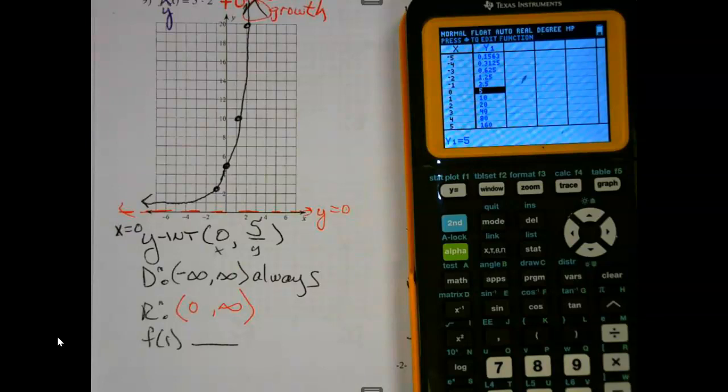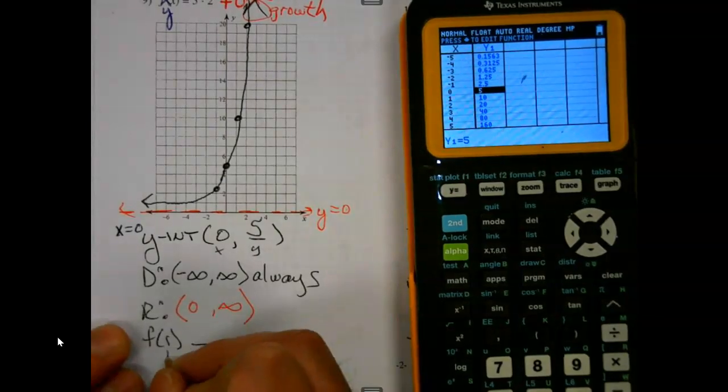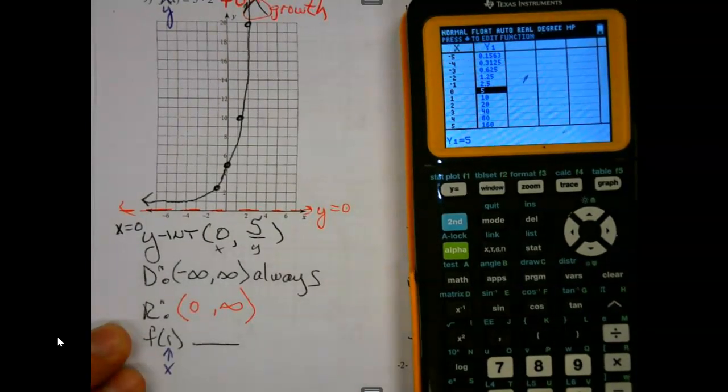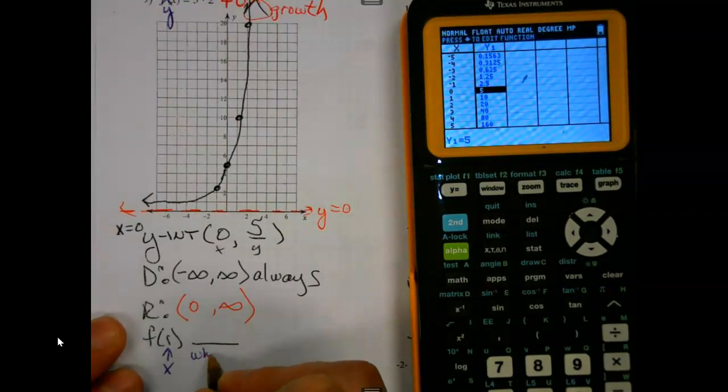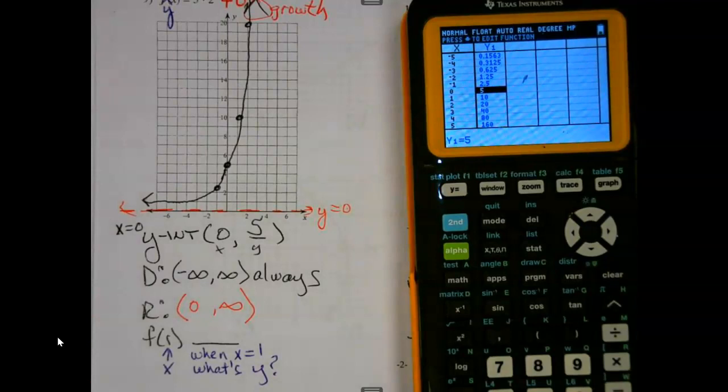And I'm going to do the same thing on this f of number thing. We mentioned yesterday, all that is, that's the x value. Okay? So this is asking, when x equals 1, what's y?